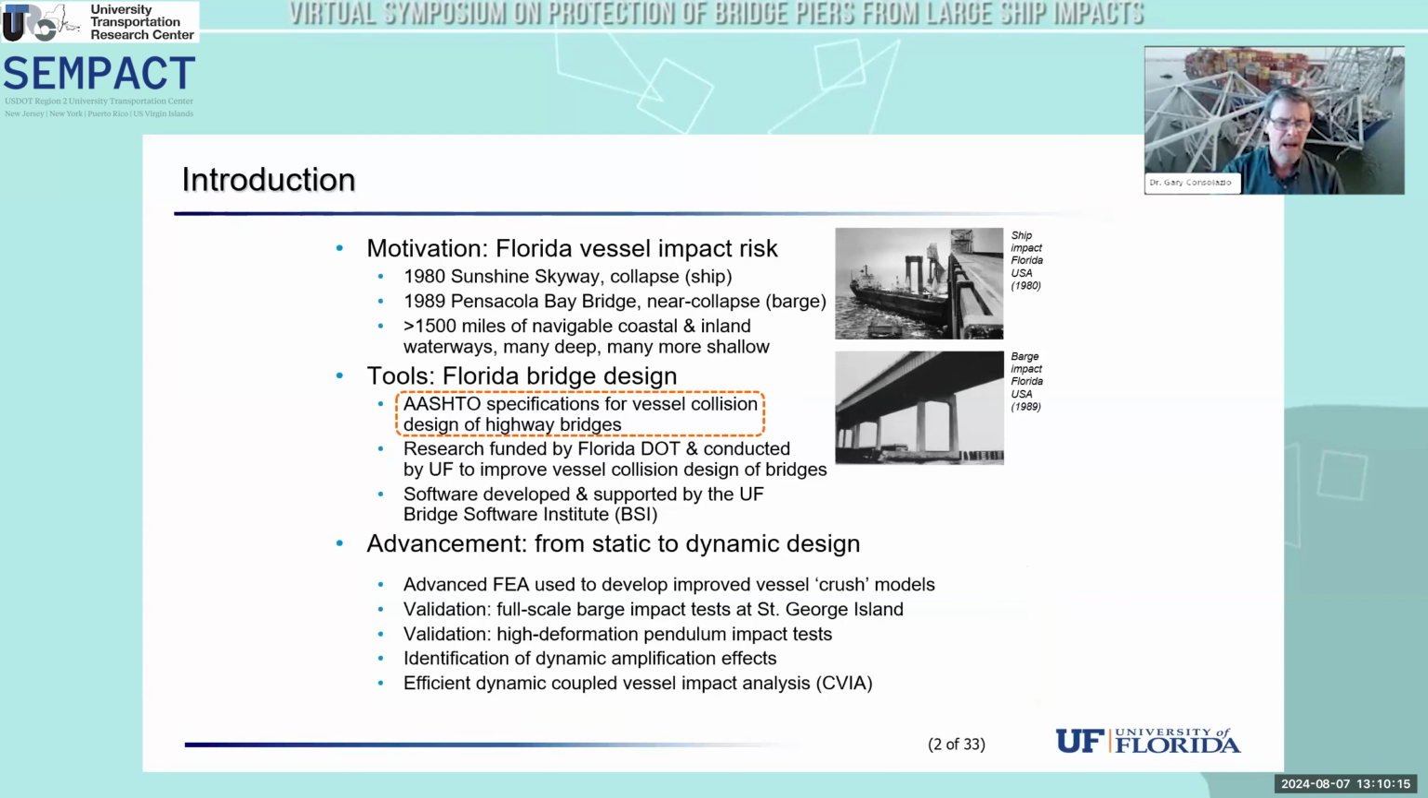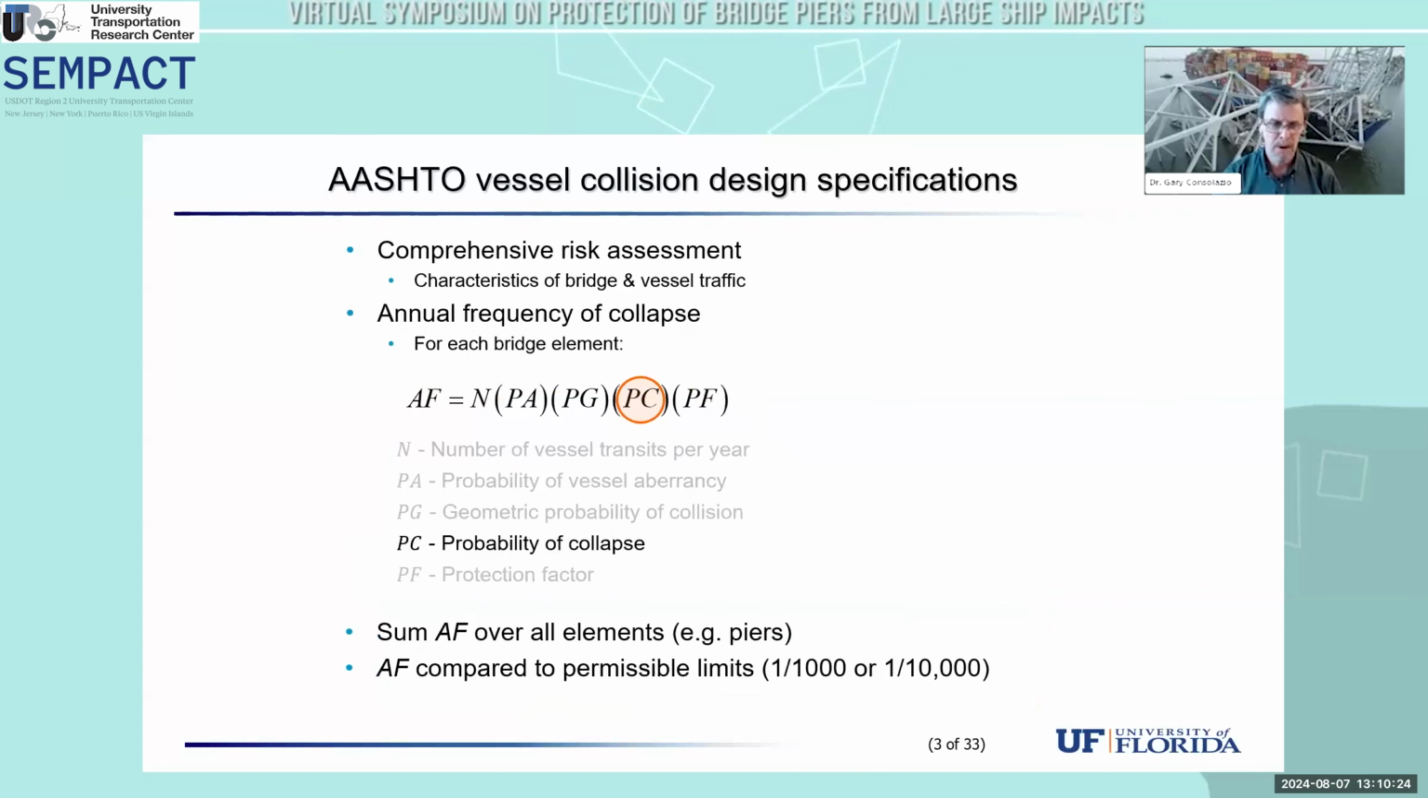Okay, so to get started, I'm just going to give a very brief overview of some portions of the AASHTO code. I believe later presentations will probably cover this in more detail. The AASHTO risk assessment procedure involves looking at the characteristics of both the bridge as well as the vessel traffic. We've heard about AIS data. In the state of Florida, we also have a database of vessel traffic that catalogs vessel traffic around the state. But the bridge characteristics and the vessel traffic characteristics are used to evaluate the contribution to annual frequency of collapse for a particular bridge element, for example, a pier.